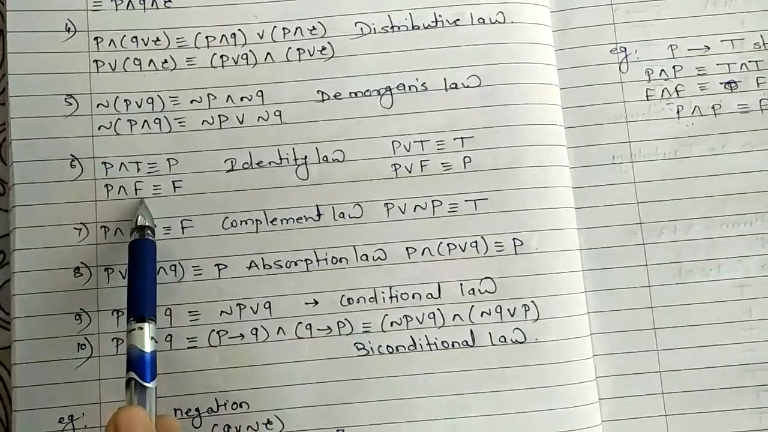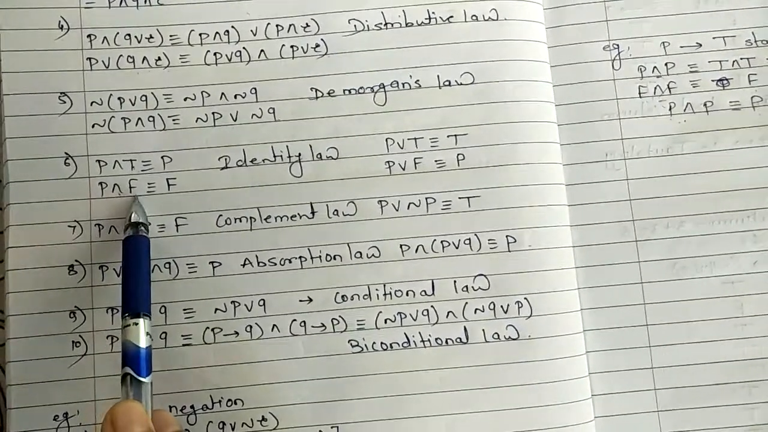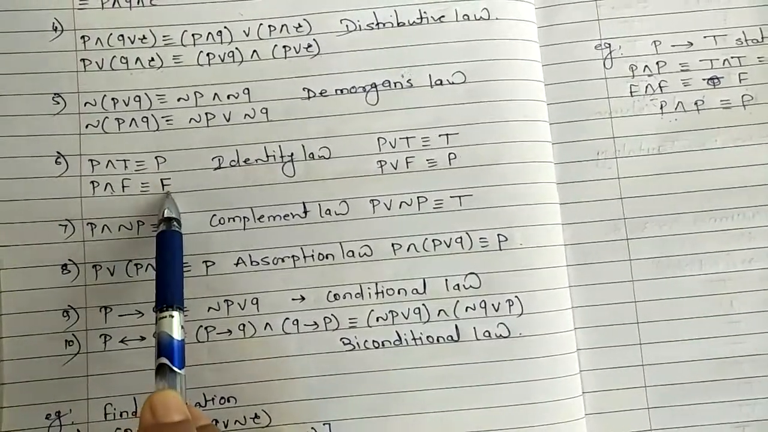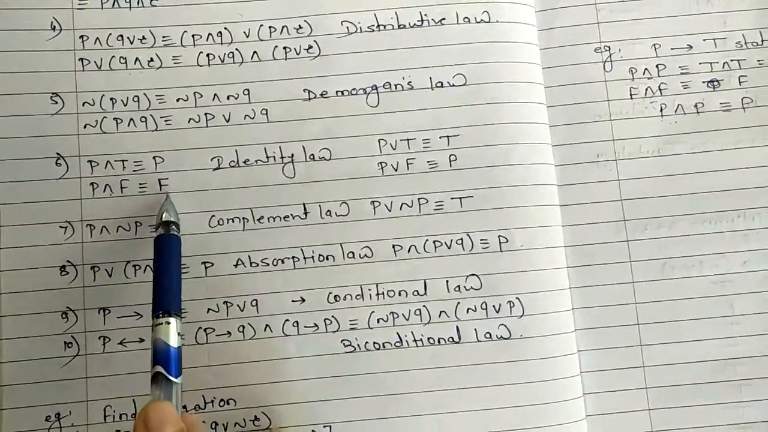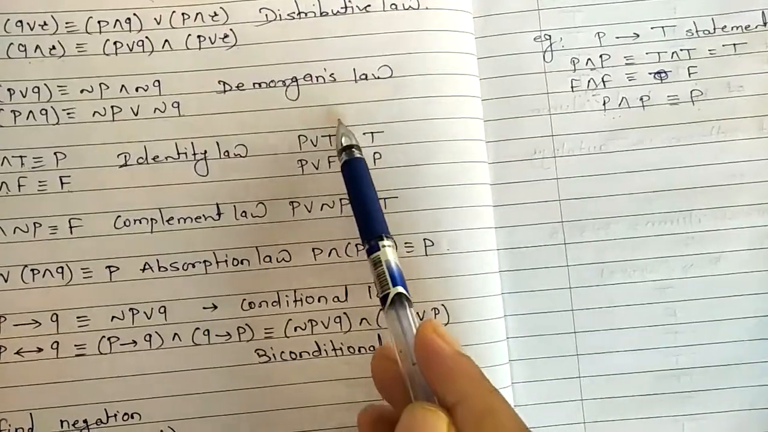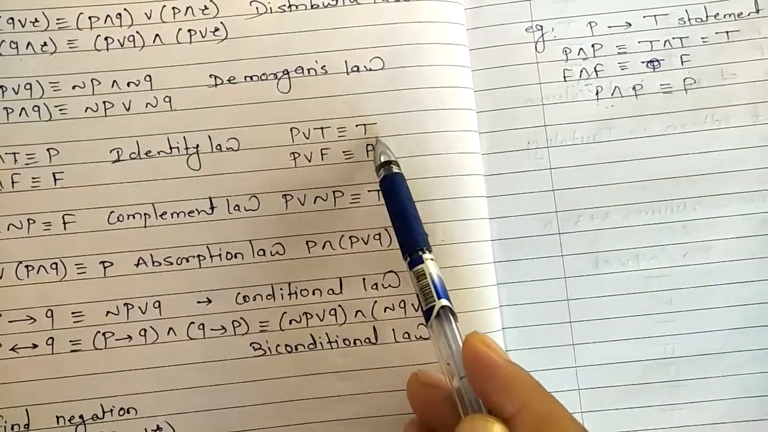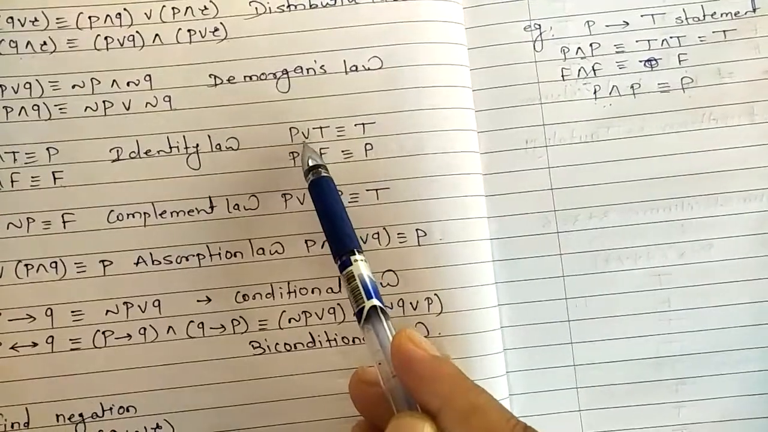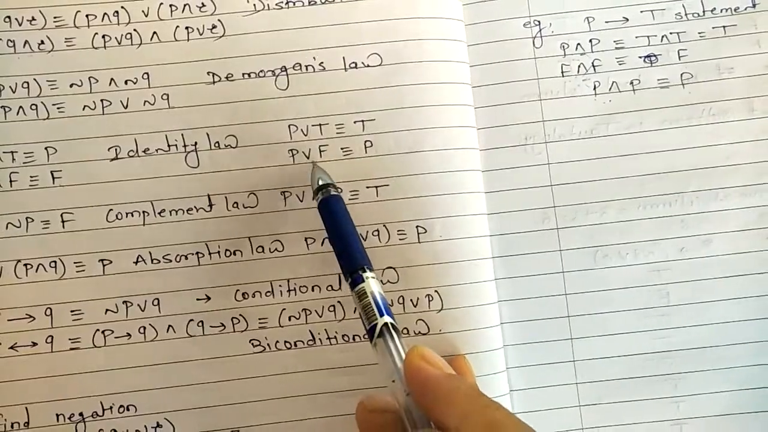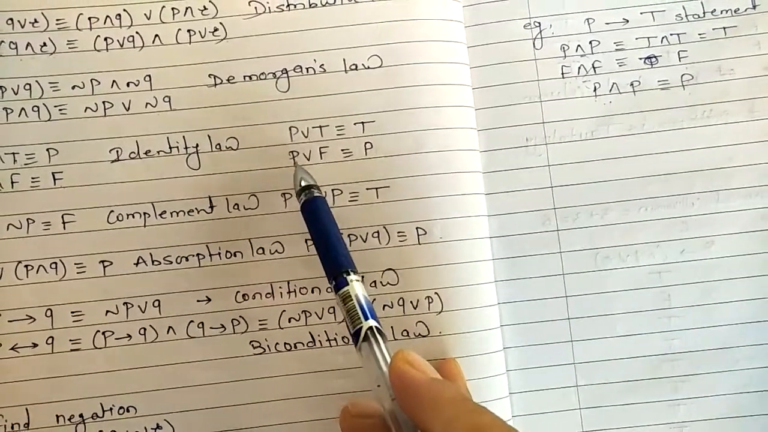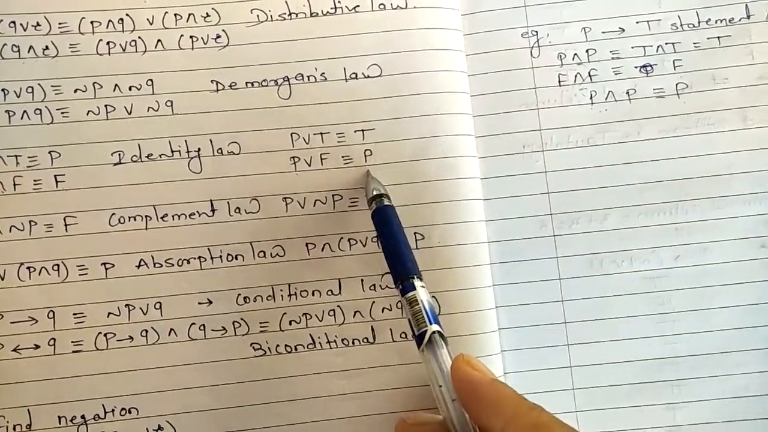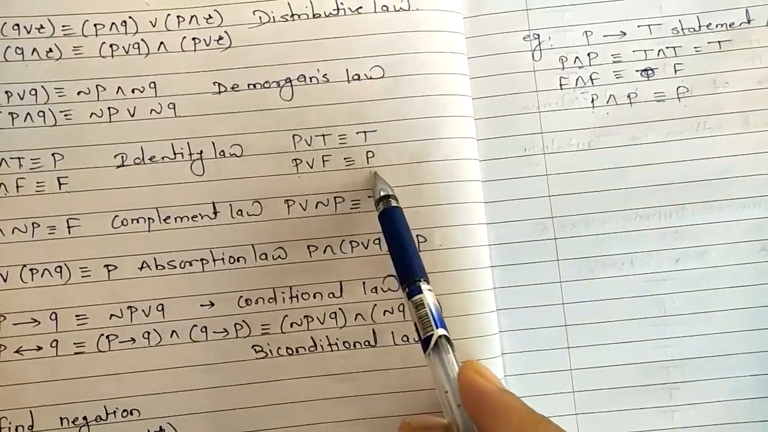Similarly, P and F. In a conjunction, if one statement is false, the compound statement is also false. So P and F is F. Similarly, in a disjunction, if one statement is true, then the whole statement is true, because in a disjunction only F or F is false; the others are true. So for P or F, one statement is false, so it depends on the first statement. If the first statement is true, its value is true. If the first statement is false, its value is false.